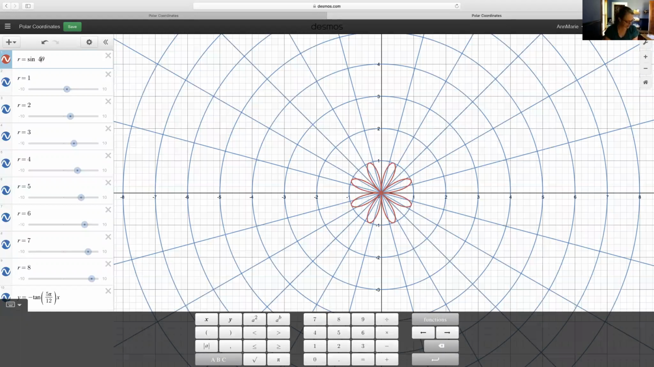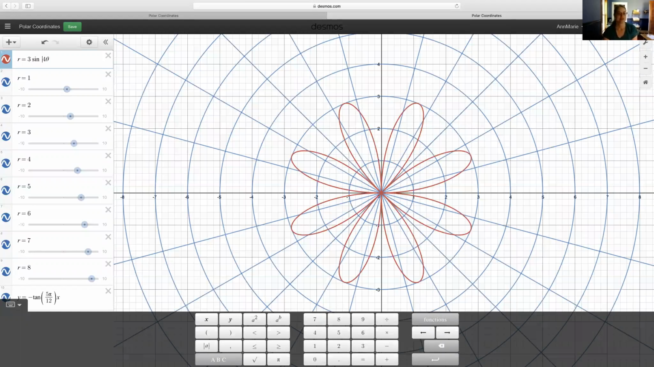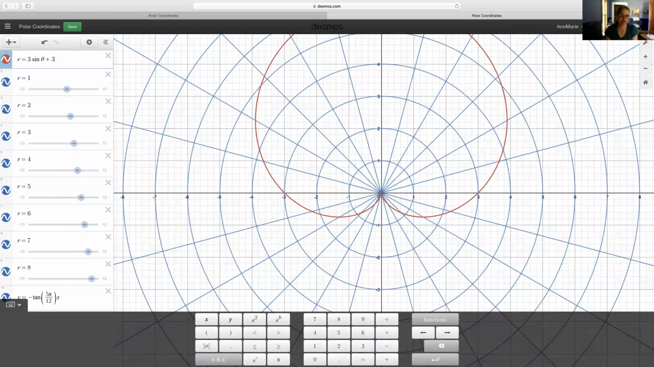Let's take a look at a couple of limaçons. We already looked at one. We looked at 3 sine theta plus 3. Well, that's not exactly the one we looked at, but that is a type of limaçon. Let's look at 3 sine theta plus 1. And there's the one that we saw before.